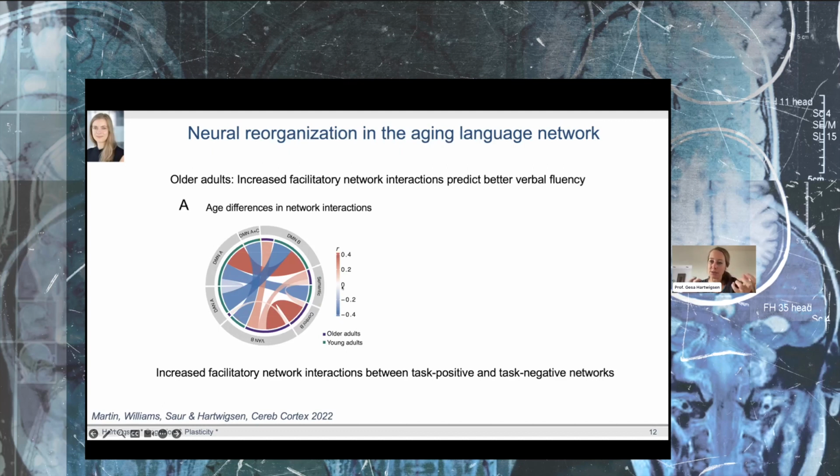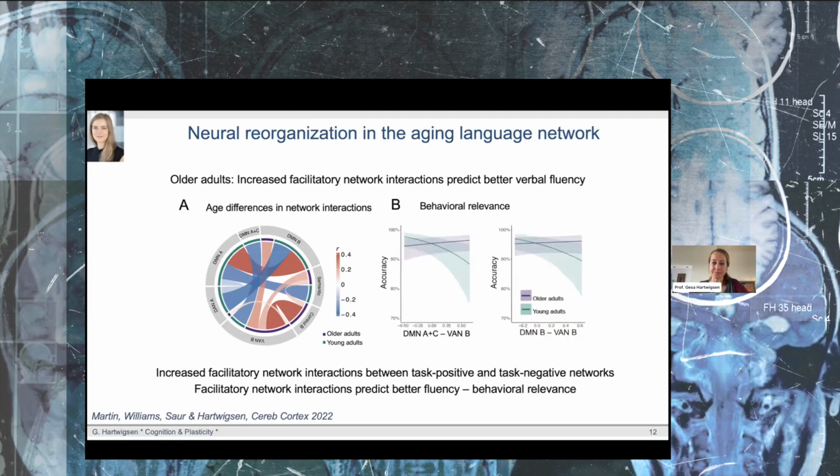So these are the networks that in healthy young brains are usually anti-correlated, such as subnetworks of the default mode network and the ventral attention networks. So overall, it seems that older subjects show more positive network interactions between domain general networks during verbal fluency. And the direction of these interactions changes from young to aging brains.